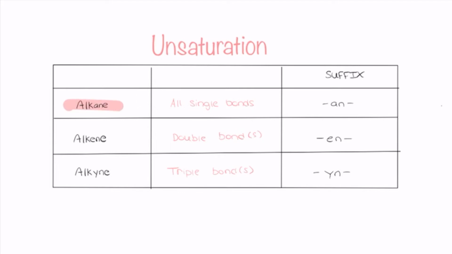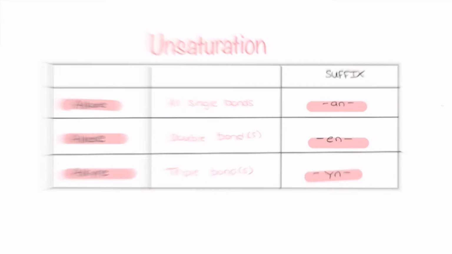So an alkane has all single bonds, and so it's going to have the suffix -an. An alkene has one or more double bonds, and it's going to have the suffix -ene. An alkyne has one or more triple bonds, and it's going to have the suffix -yne.